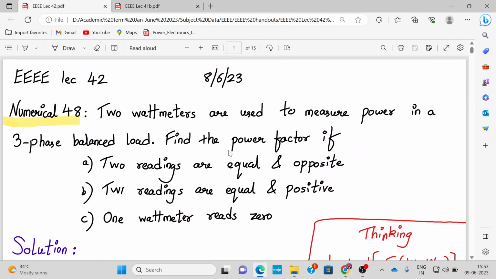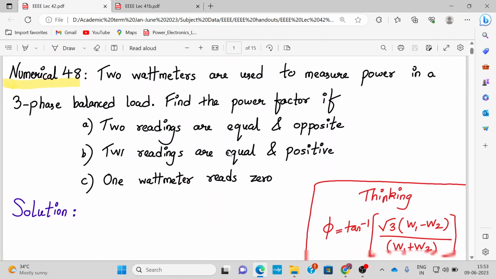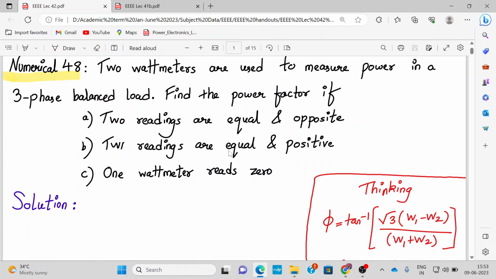This is lecture number 42. We are solving numerical number 48, in the last part of module number 3, that is AC circuits. In numerical number 48, 2 wattmeters are used to measure power in a 3 phase balanced load. This 2 wattmeter method is valid for both star connected and delta connected load. We have to find the power factor if the two readings are equal and opposite.